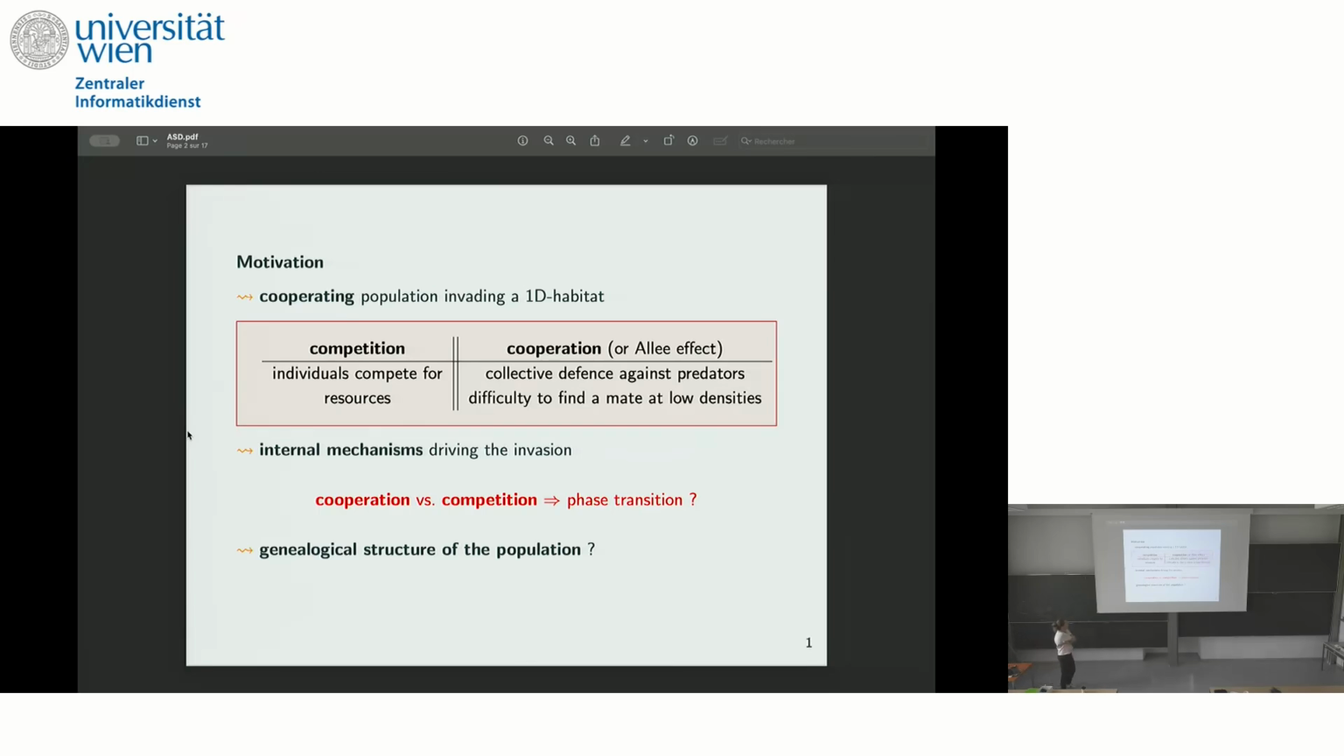So my question is the following. In such population models, what are the microscopic mechanisms that drive the invasion? And is there a switch in these mechanisms as the strength of the cooperation increases?